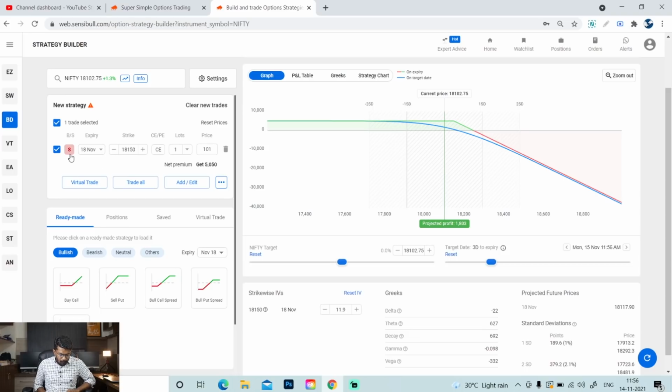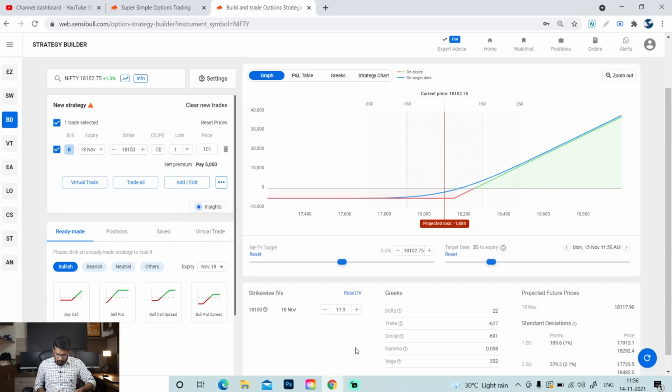At the same time, the opposite happens when you sell a delta, right? When you buy a call option, delta is positive, and when you sell a call option, the delta is negative. Now, how does this delta help us? You may ask one more question: why is the delta here 22? If you see here, delta is showing around 22.